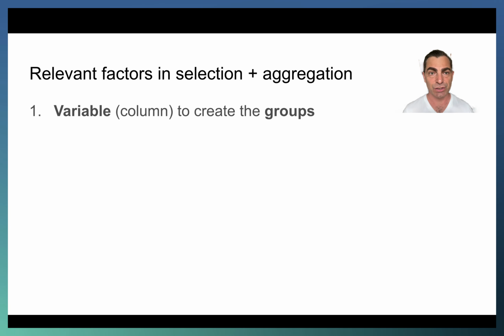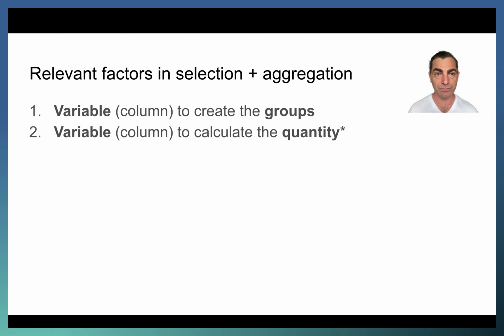First, the selection of a variable or column to decide how to create the groups. So if I select borough, the groups will be based on the boroughs that are within this column. The second one is a variable or column to calculate the quantity. So in the previous example, the quantity is calculated just by counting, so it doesn't require an additional column.